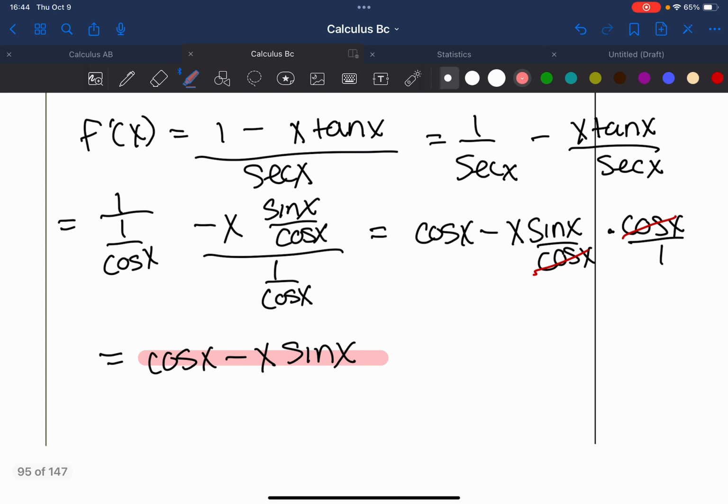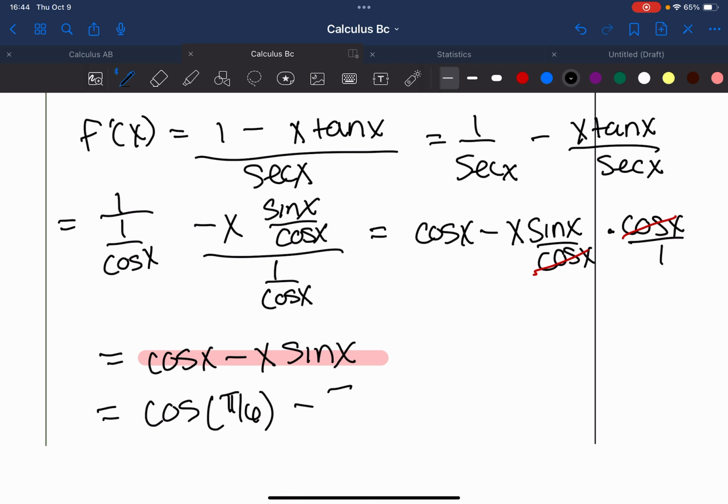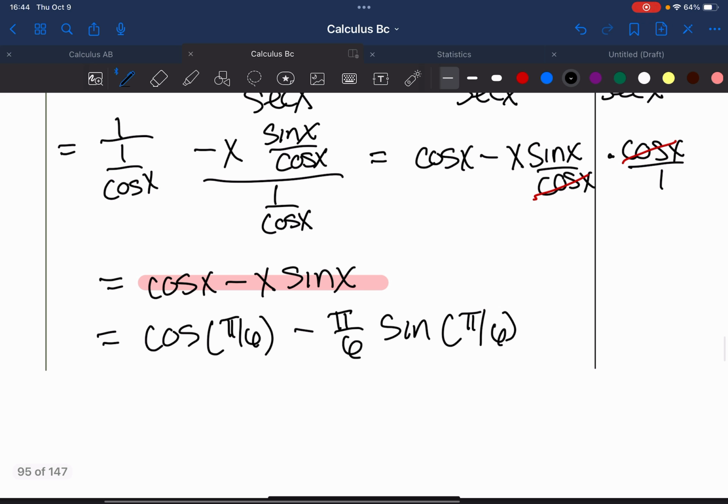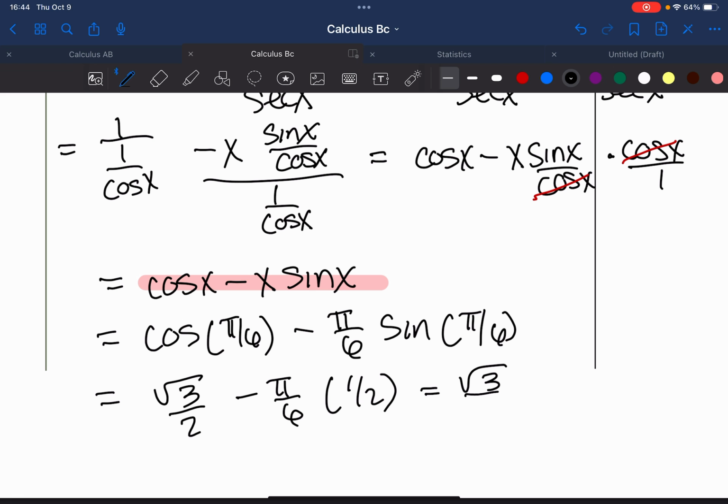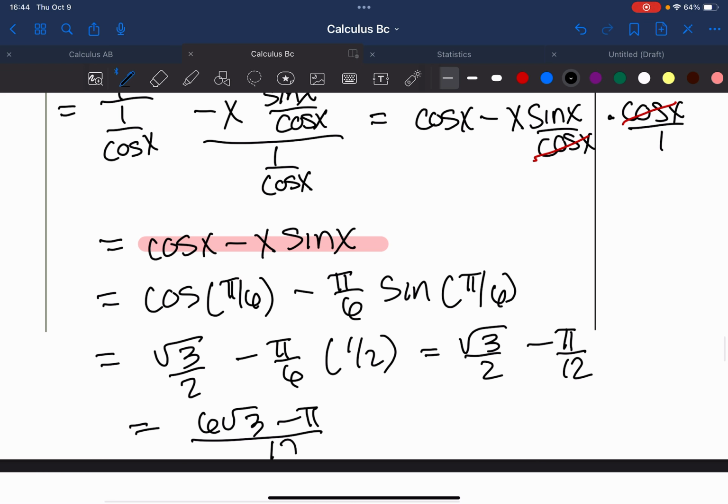And the reason I do this, and the reason why I keep going until I end up with just sine and cosine, is that it's very easy to remember the unit circle of pi 6 for just cosine and sine. So then I plug in cosine of pi 6 minus pi 6 sine of pi 6. Okay. This gives me the square root of 3 over 2 minus pi 6 times 1/2, which is equal to the square root of 3 over 2 minus pi over 12, which is equal to 6 square roots of 3 minus pi over 12. That would be the answer once we plug in pi 6.